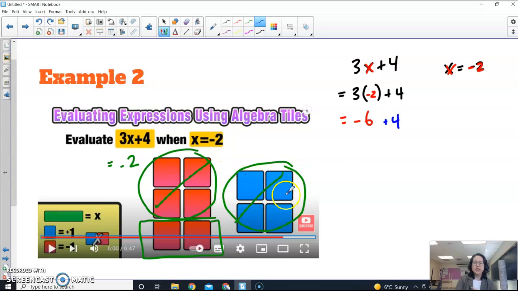And then when we group them together, -6 plus 4, we read it from the left to the right. So if I owe $6, but I have $4 in my pocket, and I give that $4 to the other person, that means that in the end, I only owe $2 more, or -2.